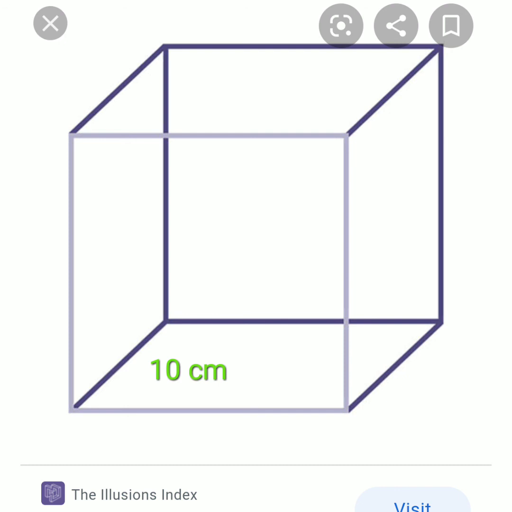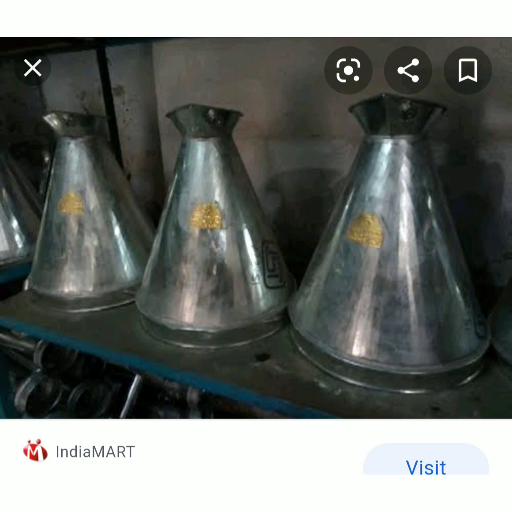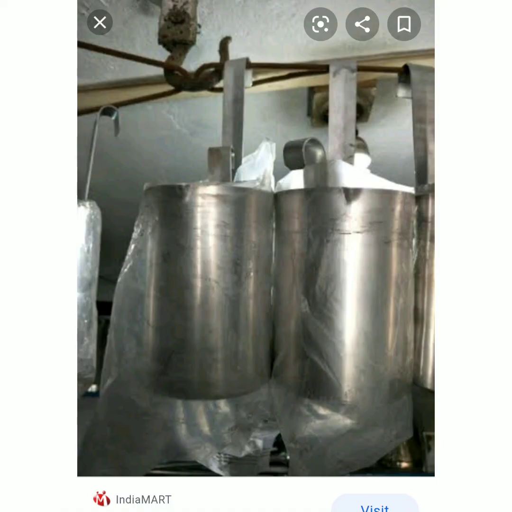So here is our last and fourth activity. Activity number 4. Visit your nearest ration shop and understand the different measuring vessels there. Okay. Do you understand the activity? Activity number 4. Visit your nearest ration shop and understand the different measuring vessels in it.